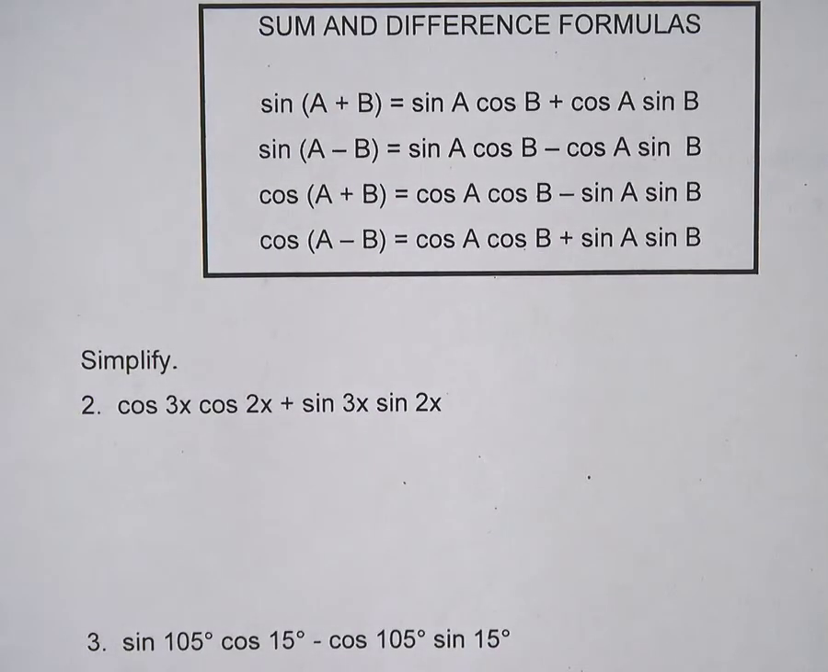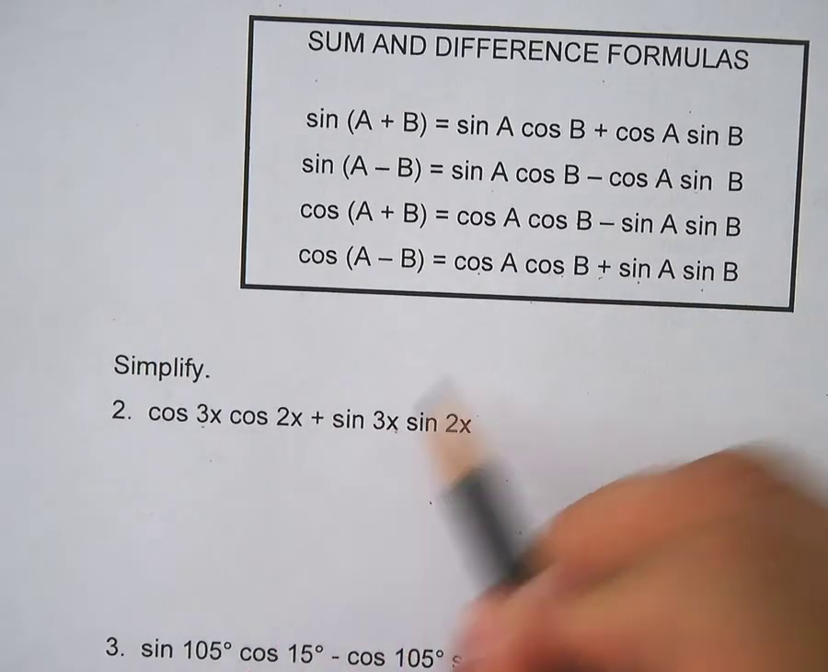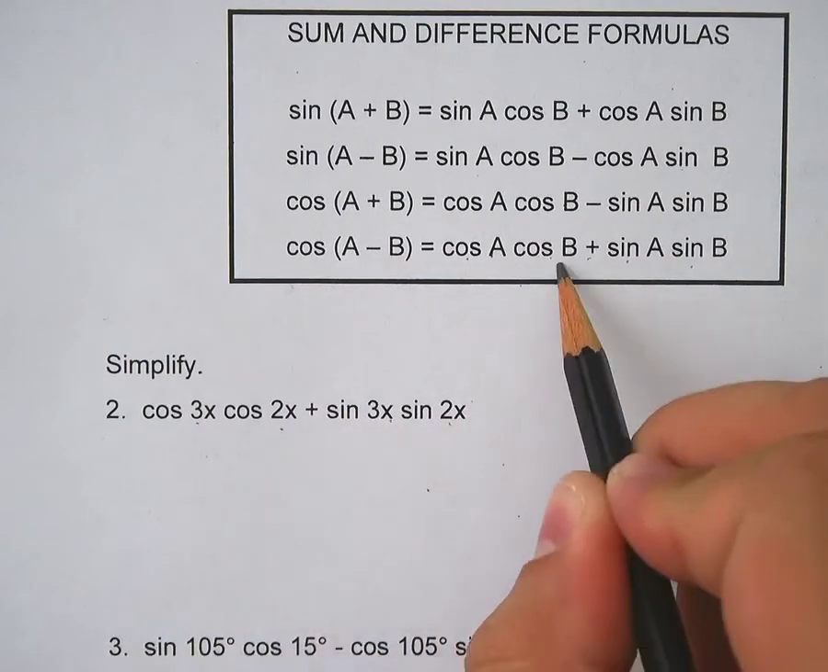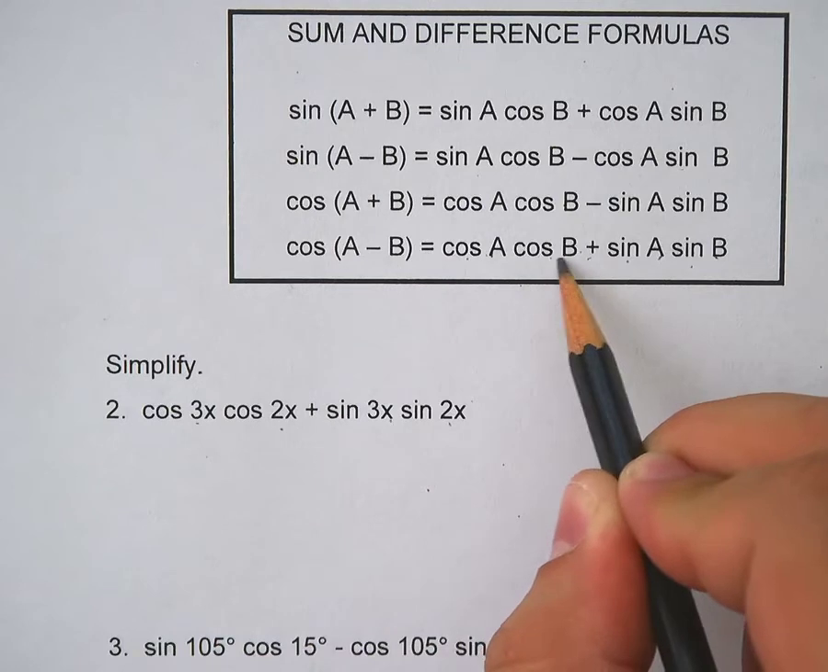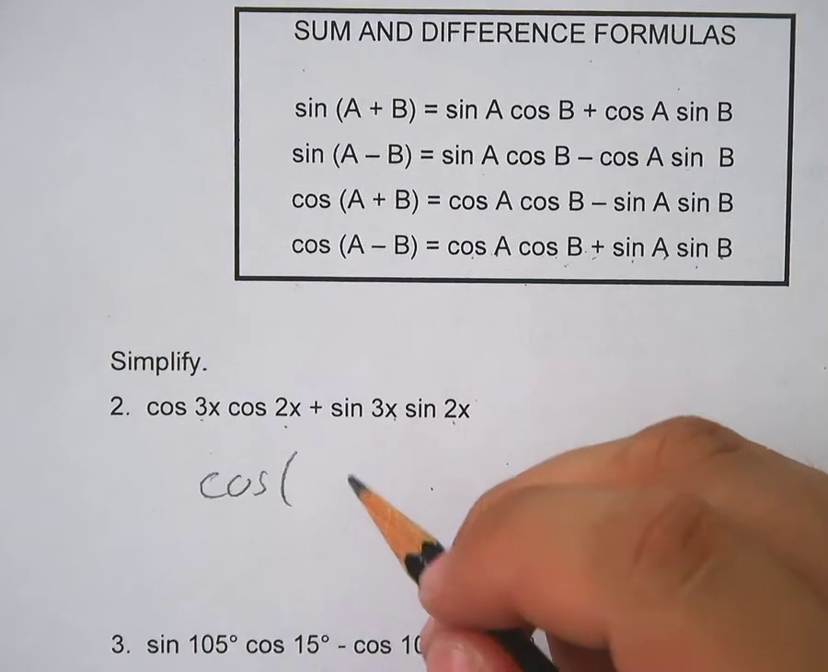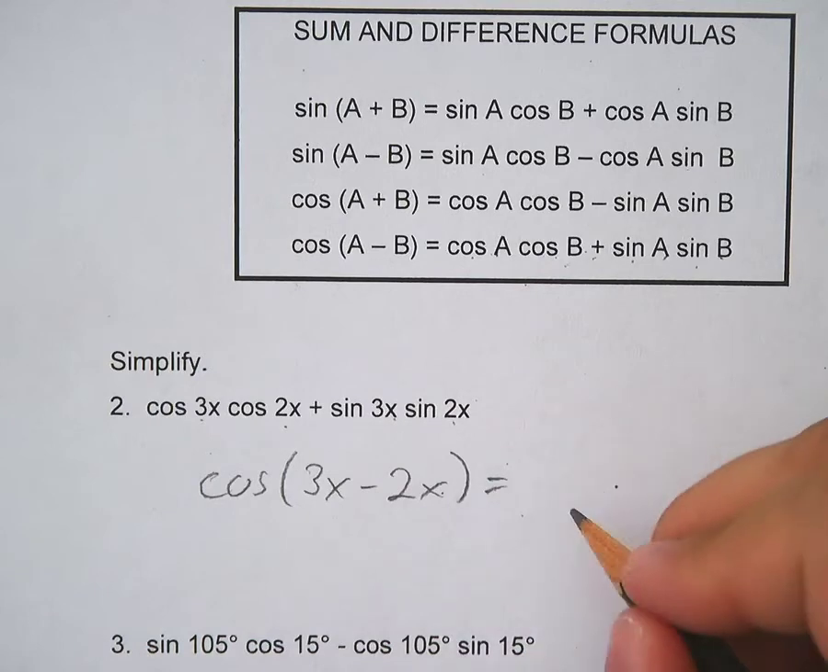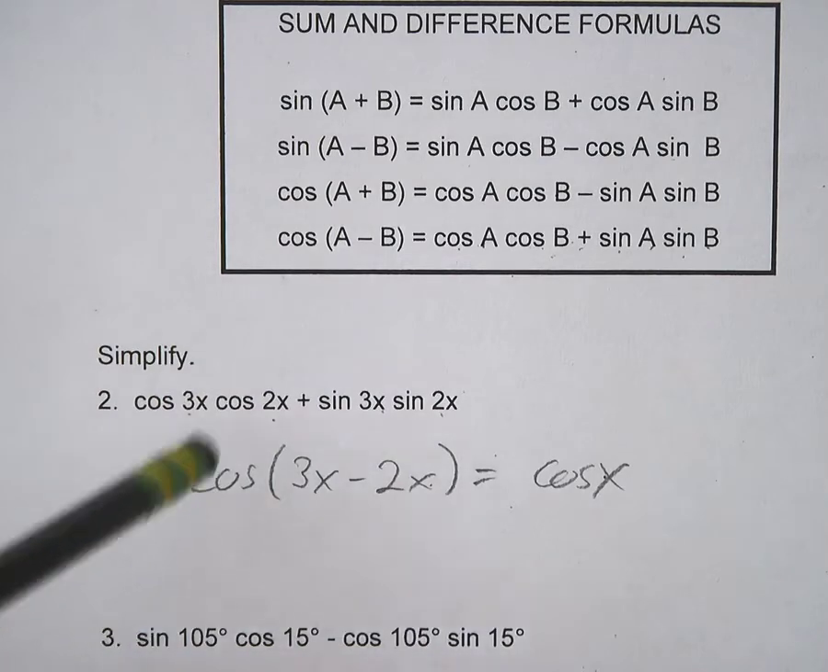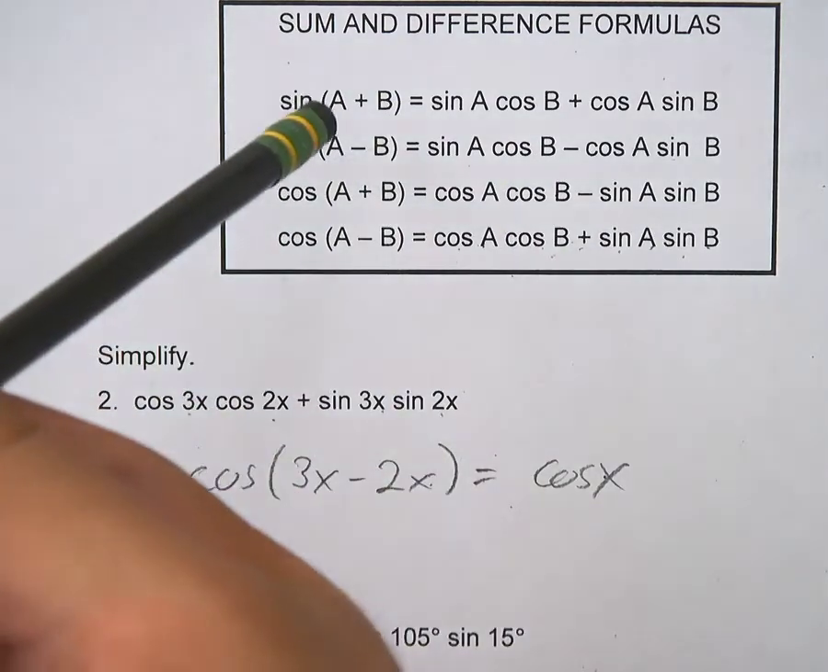Cosine, cosine, plus sine, sine. So the value of A here is 3x. The value of B here is 2x. So that will simplify down. If I use this formula, it's cosine A cosine B plus sine A sine B. That will simplify to the cosine of A, 3x, minus B, 2x, which is cosine x. Please don't overthink this. All you're doing is looking at these formulas and basically simplifying, going back.